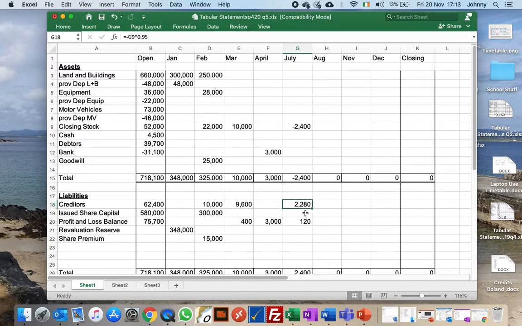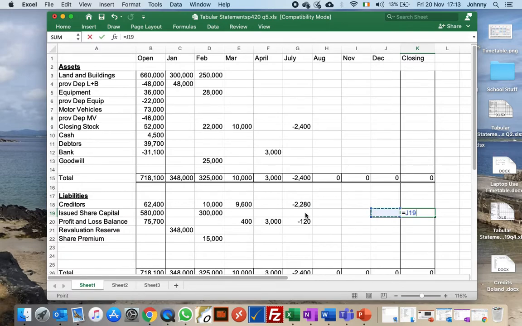So minus 2280, and then we have an expense, so our profit goes down by 120. Next one. Pay dividend 6 cents per share to the shareholders. So just quickly checking how many shares we've got so far.